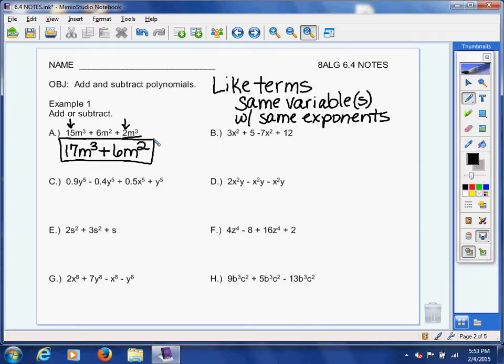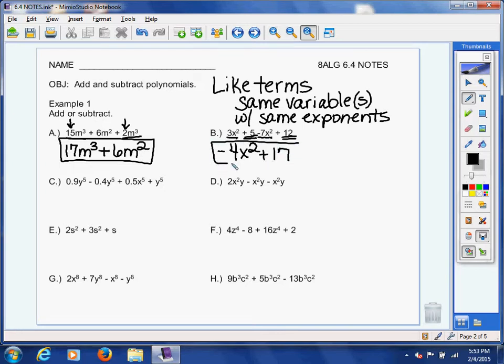All right, I see two sets of like terms. I see 3x squared and negative 7x squared. So it's telling me to subtract there. What's 3 minus 7? That's right, negative 4. That's how many x squareds I have. I have negative 4x squared. And then here's my other two right here, 5 and 12. What's 5 plus 12? Right, 17.